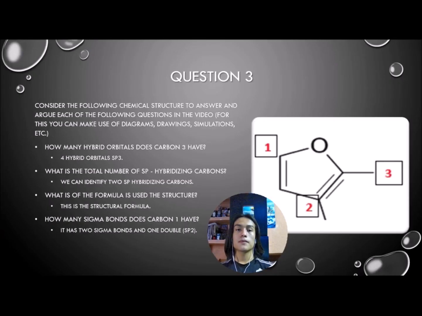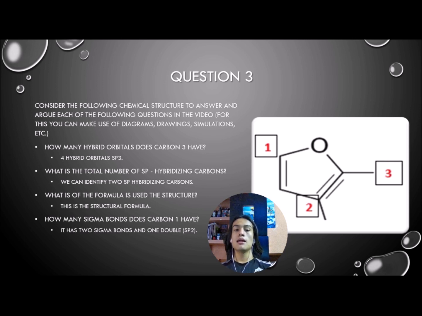Question number 3. Consider the following structure and answer the questions. First, how many hybrid orbitals does carbon-3 have? It has 4 hybrid orbitals of sp3. 2. What is the total number of sp hybridizing carbons? We can identify 2 sp hybridizing carbons. 3. What is the formula used in this structure? This structure is a structural formula or linear formula.